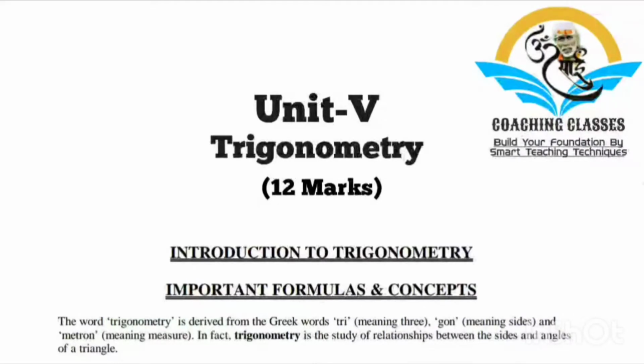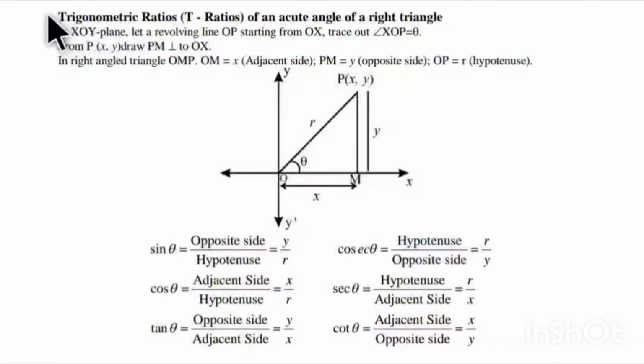What is trigonometry? The word trigonometry is derived from the Greek words tri, which means three, gon, meaning side, and metron, meaning measure. Trigonometry is the study of the relationship between the sides and angles of a triangle. Trigonometric ratios of an acute angle of a right angle triangle.